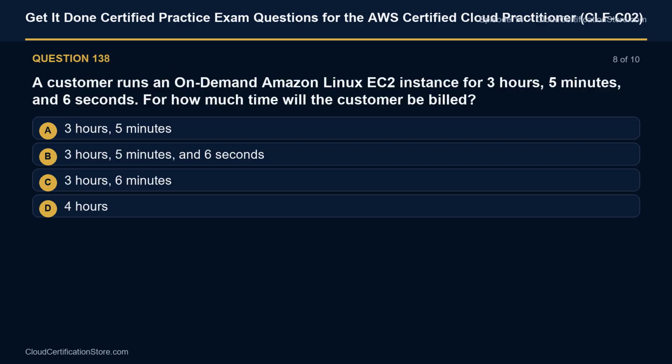Question 138. A customer runs an on-demand Amazon Linux EC2 instance for 3 hours, 5 minutes, and 6 seconds. For how much time will the customer be billed? Option A, 3 hours, 5 minutes. Option B, 3 hours, 5 minutes, and 6 seconds. Option C, 3 hours, 6 minutes. Option D, 4 hours.